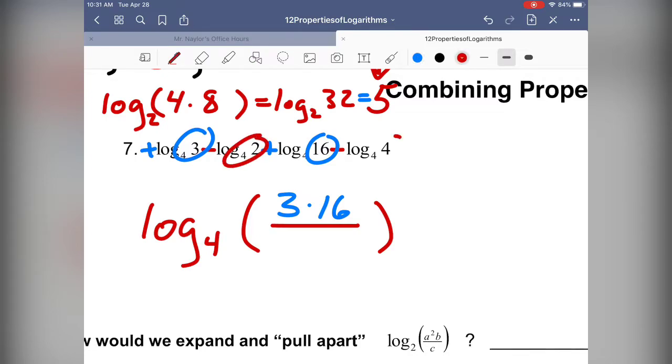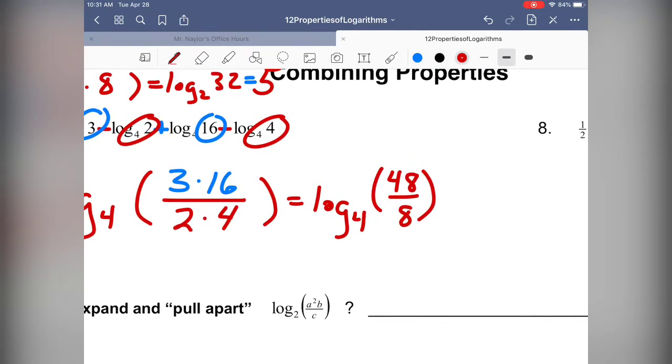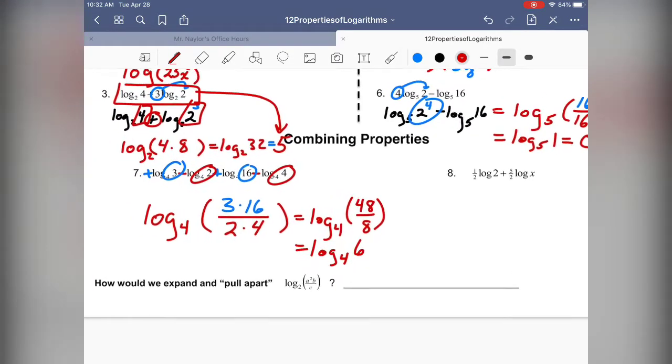Now, whatever's being subtracted goes in the denominator. So the 2 goes in the denominator and the 4 goes in the denominator. But again, you have to combine them by multiplying. So we end up with 48 over 8. Now, 48 over 8, that's actually the same as 6. So really, we end up here with the log base 4 of 6. Now, we have to ask ourselves, can we figure that out? Can 4 to what power equals 6? No, we can't. The numbers aren't such that we can come up with an exact value for that. So we leave the answer as the log base 4 of 6.